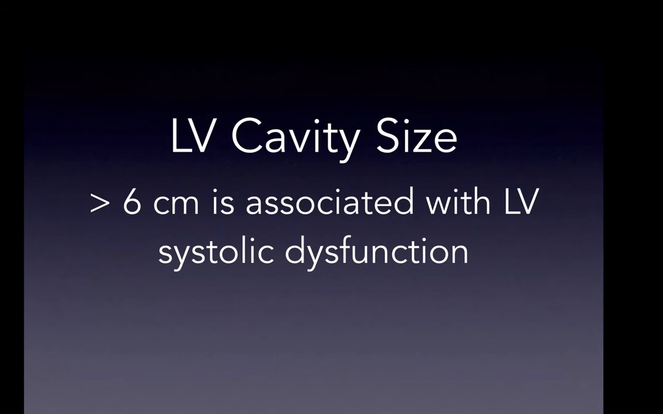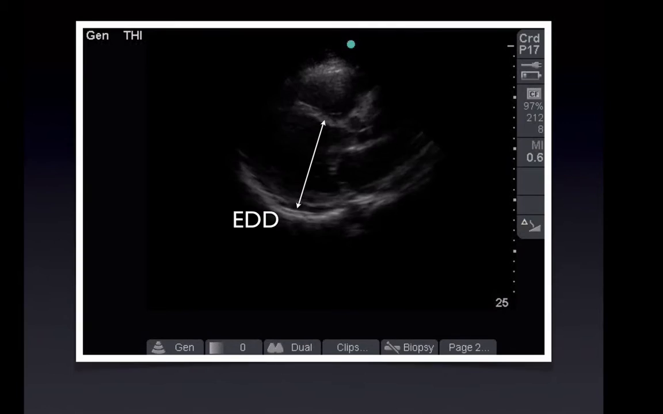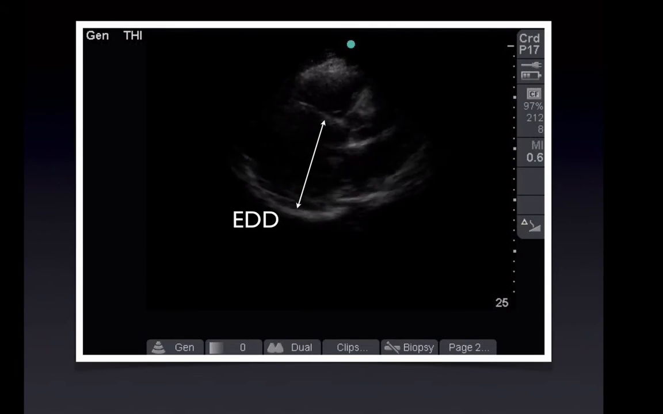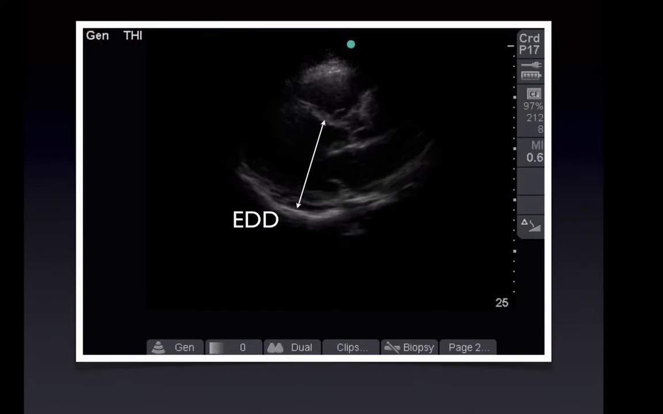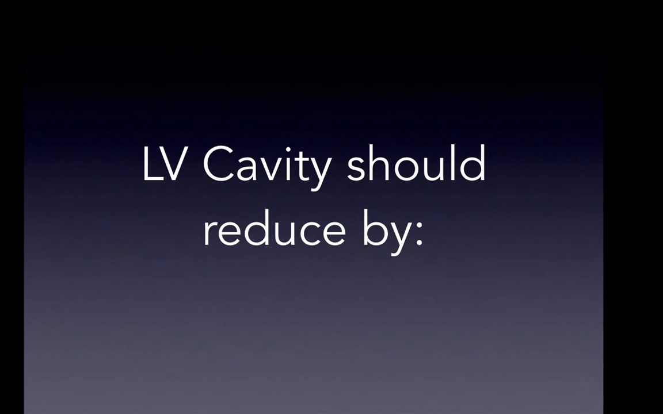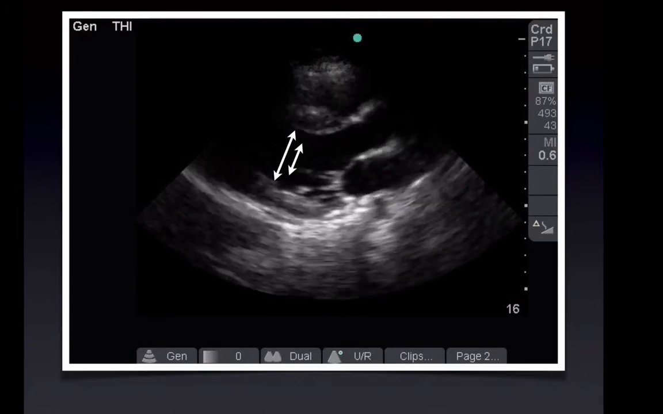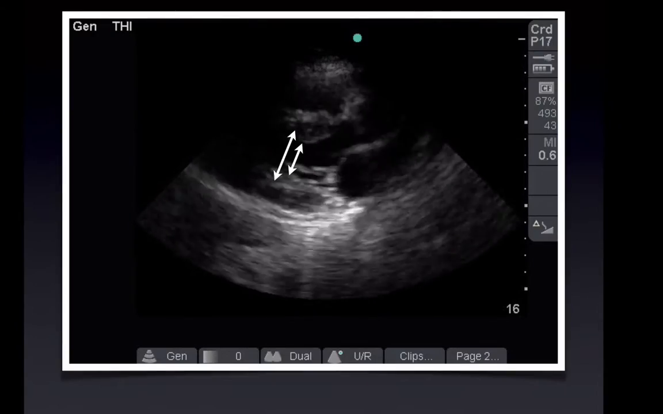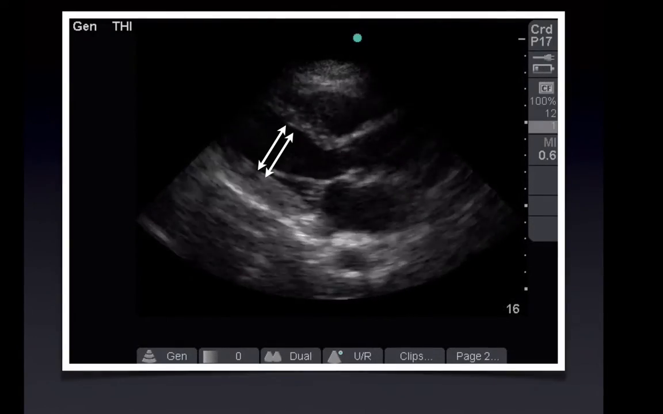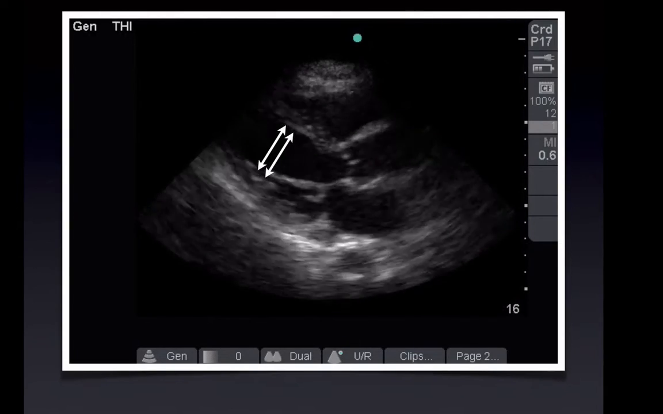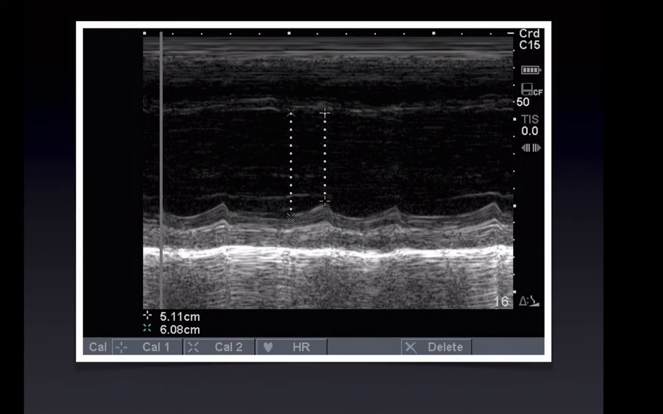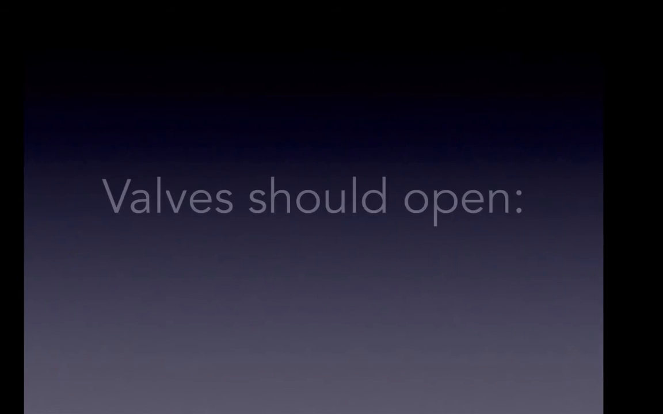Another sign is the cavity size. Anything greater than 6 centimeters is associated with left ventricular systolic dysfunction. If you look at this heart, this is the end diastolic diameter, and that's greater than 6 centimeters. It's barely moving. That cavity, when you have that squeeze, when you have systole, should decrease by 40 to 50%. A good healthy heart looks like that. If you compare it to this heart that's barely squeezing, a heart that's in trouble, you compare the changes in systolic and diastolic diameter, and they barely change.